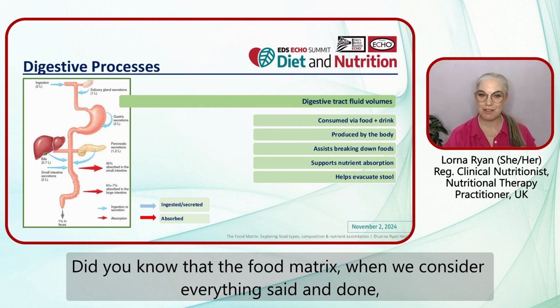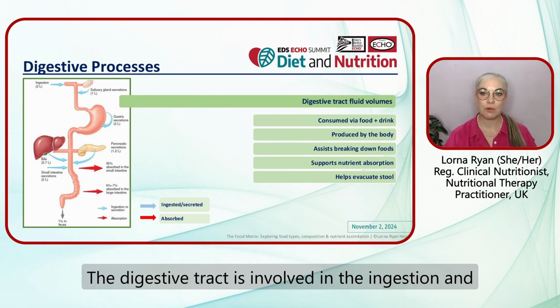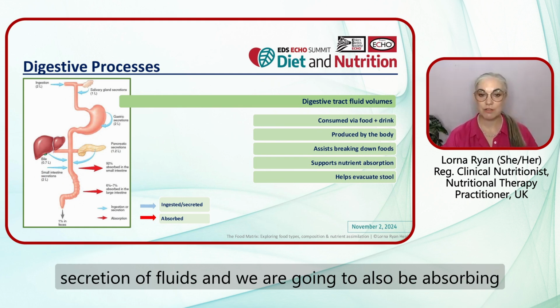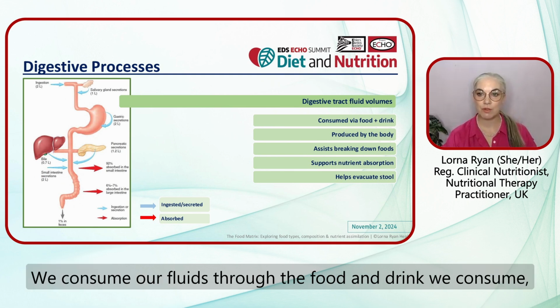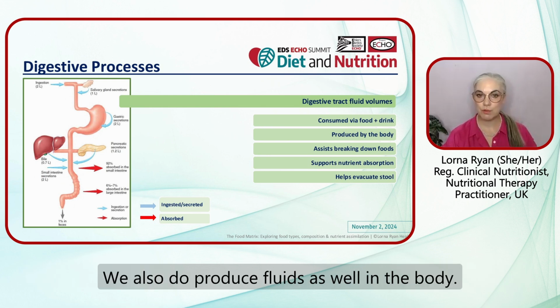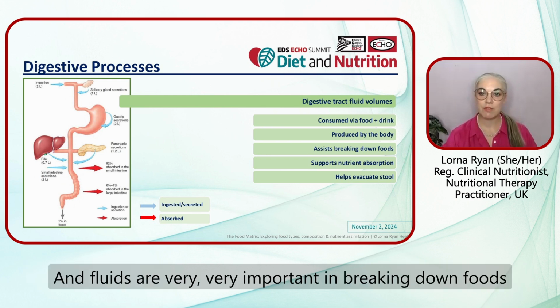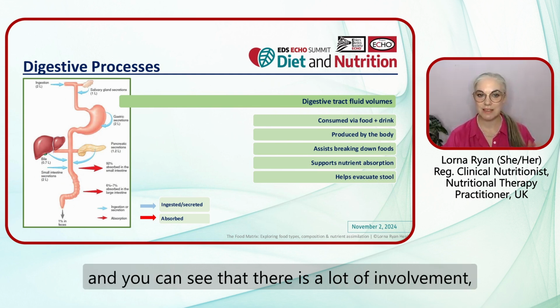But did you know that the food matrix, when we consider everything said and done, requires an awful lot of fluid? So the digestive tract is involved in the ingestion and secretion of fluids, and we're going to also be absorbing fluids from the digestive tract into the body. So we consume our fluids through the food and drink we consume orally through the mouth. We also do produce fluids in the body, and fluids are very, very important in breaking down foods and supporting nutrient absorption. And we can see on this diagram we have the blue arrows and the red arrows, and you can see that there's a lot of involvement.